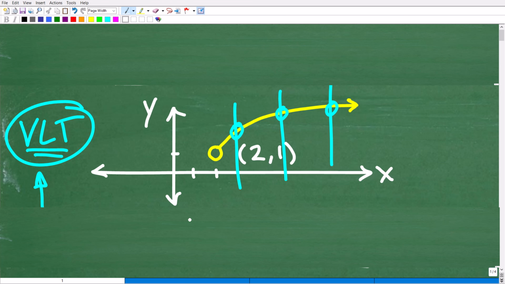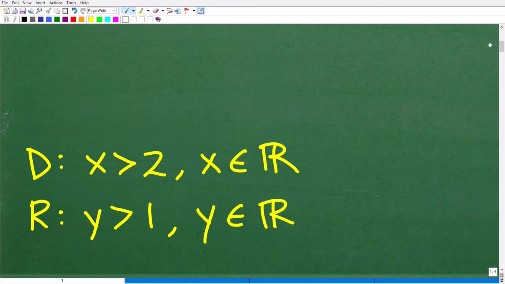So that is the bonus question here, but let's get into the domain and range of this function. You can see this point right here, (2, 1), which is the location of this open circle. So the domain and range are what? There are a couple of different ways you can express this, but effectively the domain is all x greater than 2, where x is an element of the real number set, and the range is all y greater than 1, where y is an element of the real number set.